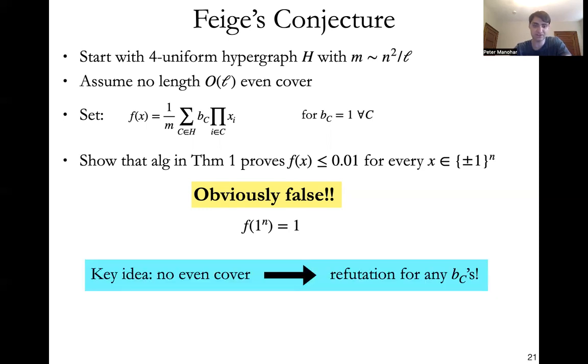The key observation, the key idea, is that if there is no even cover, then we can refute f of x for any b sub c's, and this is just an insanely strong condition. There's no way this is true. So that's how we get our contradiction. And this is, I think, an unusual proof, and I think we really required this refutation perspective in order to see it. So yeah, I think there's an interesting connection here between even covers and refutation that we are exploiting in order to prove this conjecture.